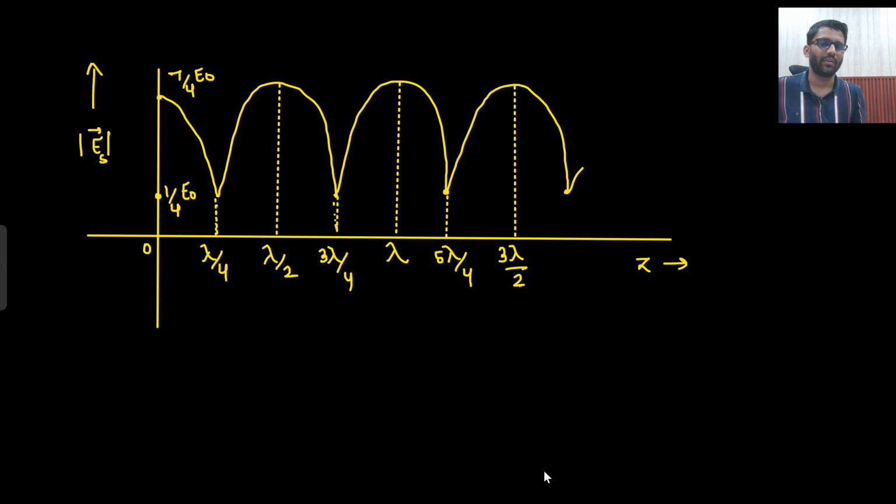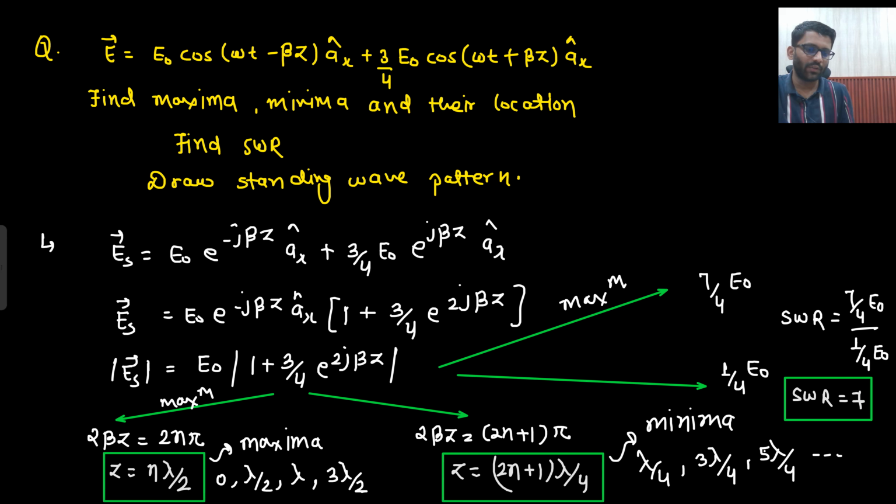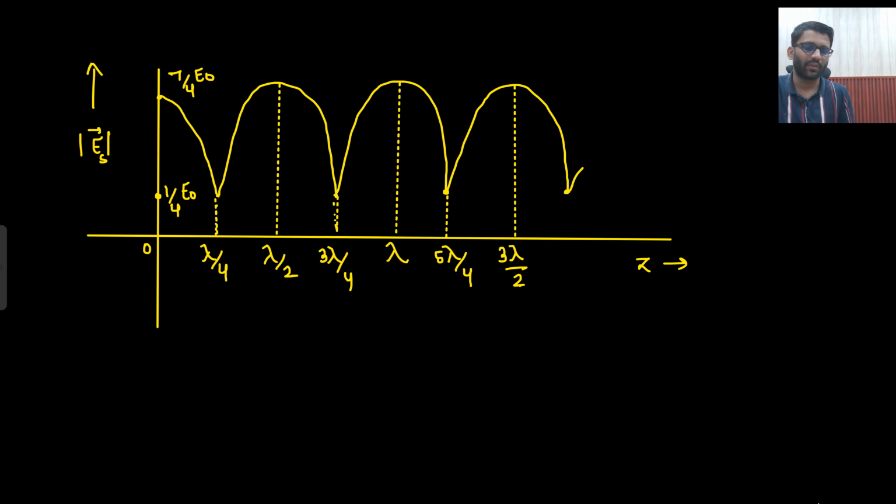And if I ask you to draw the pattern, I have already drawn the pattern. At 0, what are you having? Maxima. And what is the maximum value? 7 by 4 E naught. So at 0 you are having maxima, maximum value is 7 by 4 E naught. And at lambda by 4 you are having minima, value is 1 by 4 E naught. At lambda by 2 you are having maxima, at 3 lambda by 4 you are having minima.